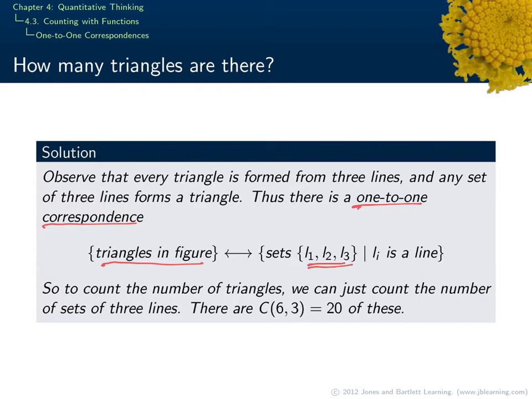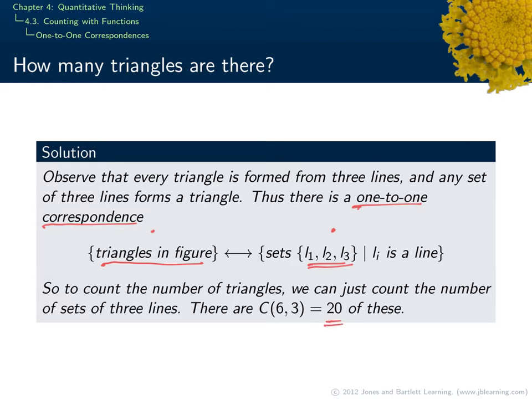Okay, so counting the number of triangles is equivalent to counting the collections of 3 lines chosen from 6 lines. And remember, in the last video, we learned how to count the number of ways to select 3 objects from a set of 6 objects. So here we're selecting 3 lines from a set of 6 lines, so there are 20 ways to do that.